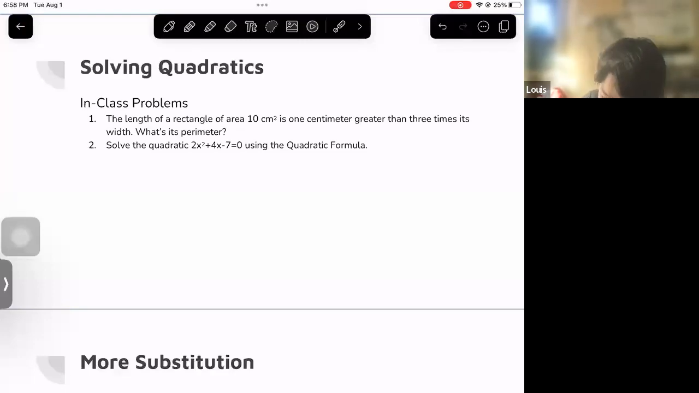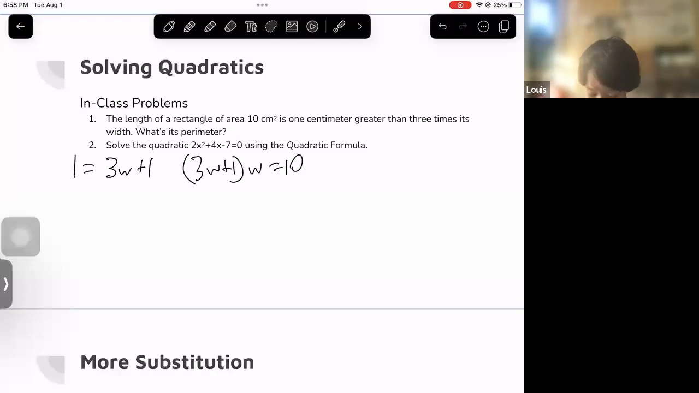So, the length is equal to 3 times the width plus 1. So (3 times the width plus 1) times the width equals 10. So 3w squared plus w minus 10 equals 0.